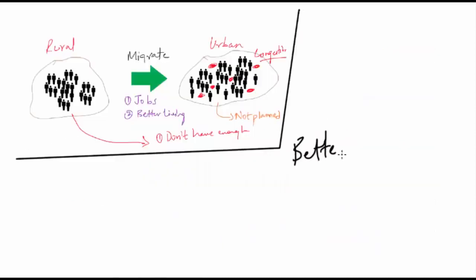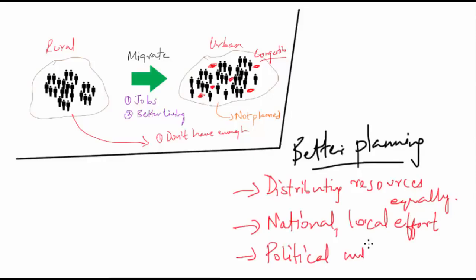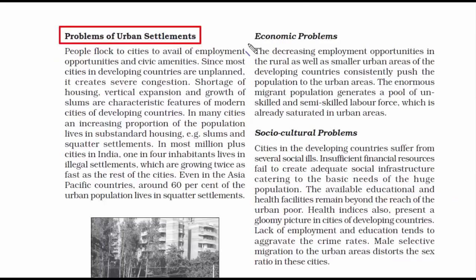Slum cities in Asia need better planning because these cities are expanding rapidly and there is a strong need for political will both at national as well as local levels. Let's look at these individual problems that exist in urban settlements. The first one is economic problems.